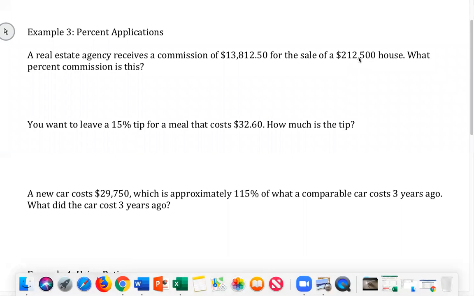So I recently just refinanced my house. So I am kind of in the midst of all this.